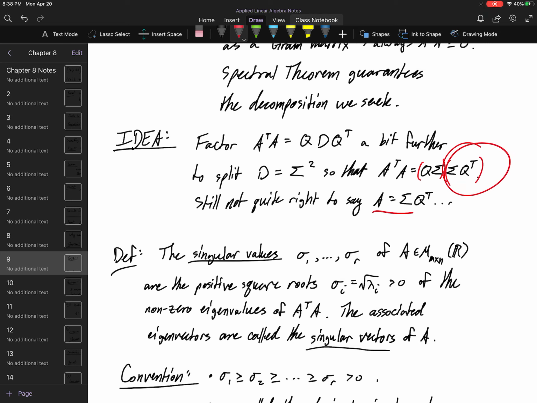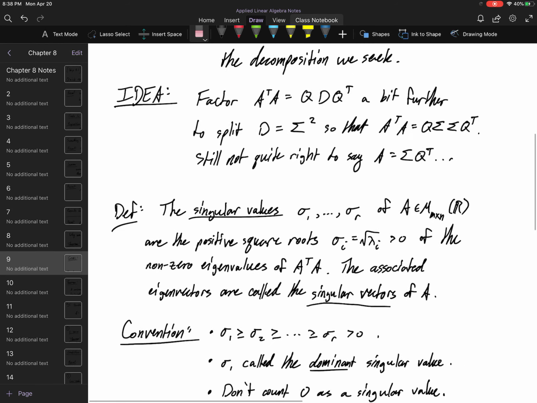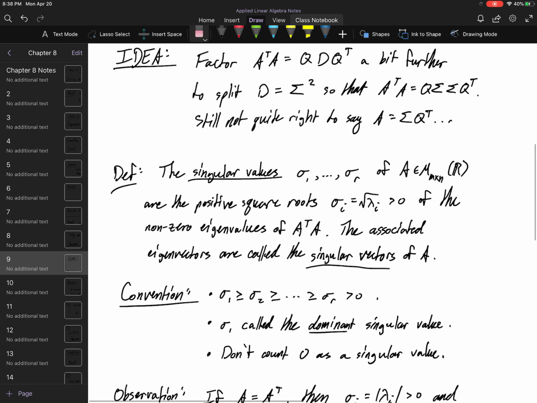But it's still not quite right to say that, right? Because this is definitely not the case, right? A is not equal to this sigma times Q transpose. These guys may not even be the same dimension, right? So we need to find a way to solidify that idea, but make it a little more rigorous. Try to find the correct way of splitting up A transpose A into pieces that look like A and A transpose respectively. So we're going to go ahead and define the singular values of the matrix A.